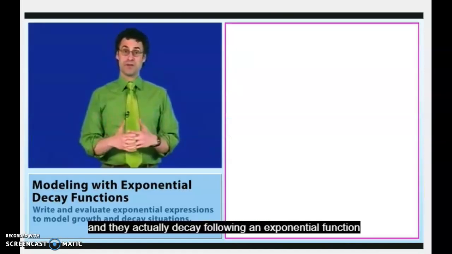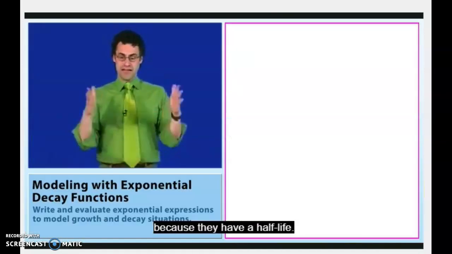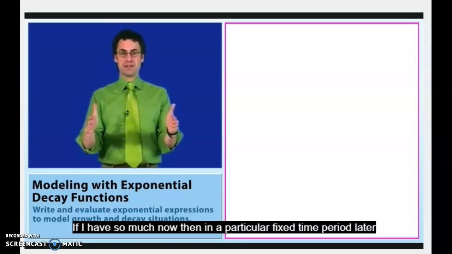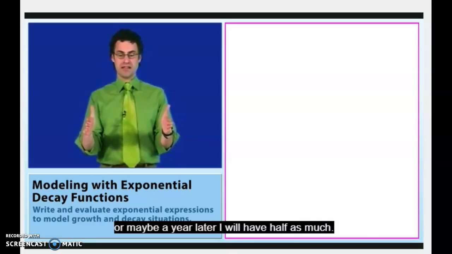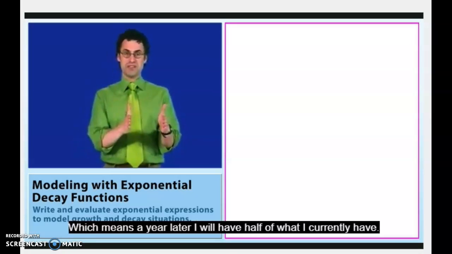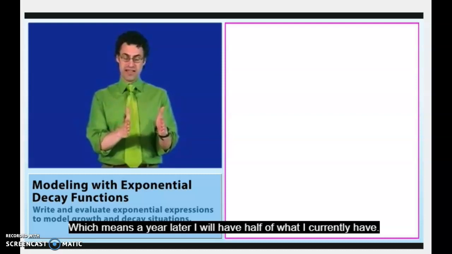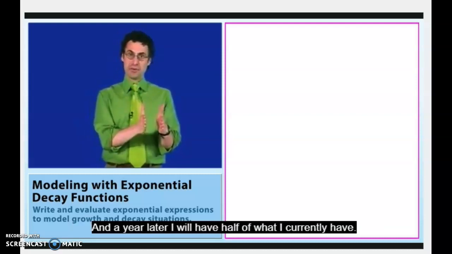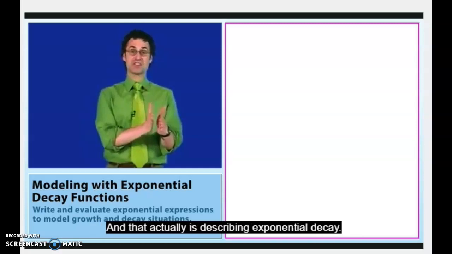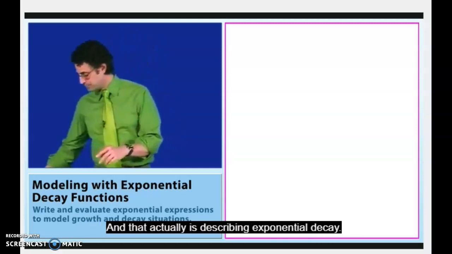Radioactive substances follow an exponential function, because they have a half-life. If I have so much now, then in a particular fixed time period later, like maybe a year later, I'll have half as much, which means a year later, I'll have half of what I currently have. And a year later, I'll have half of what I currently have. That is describing exponential decay.